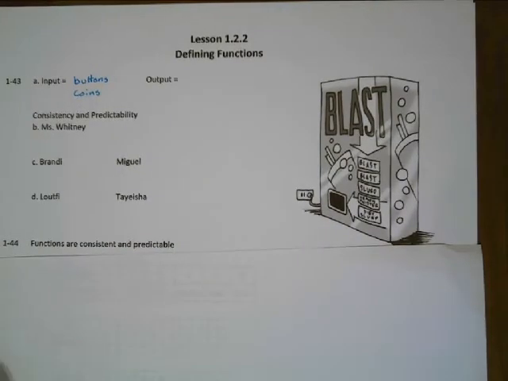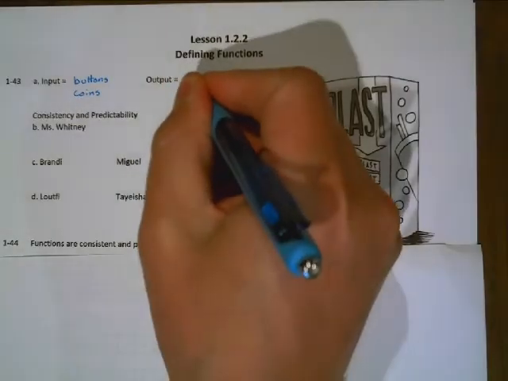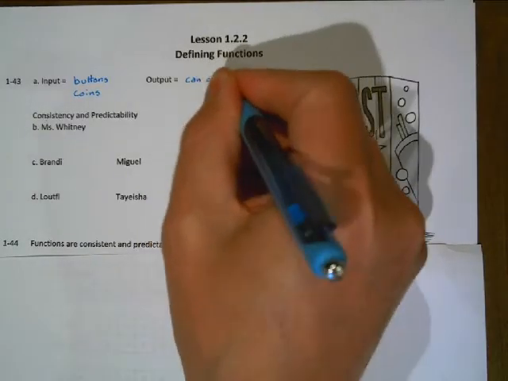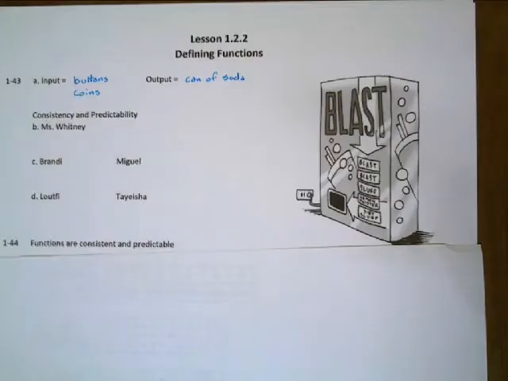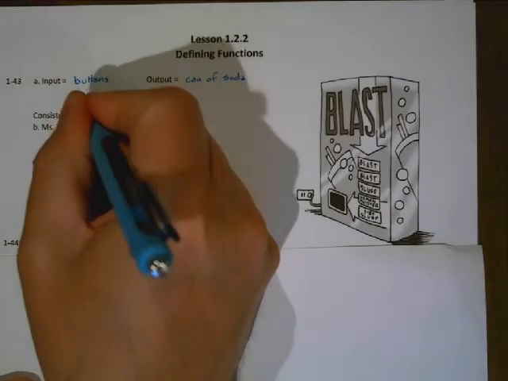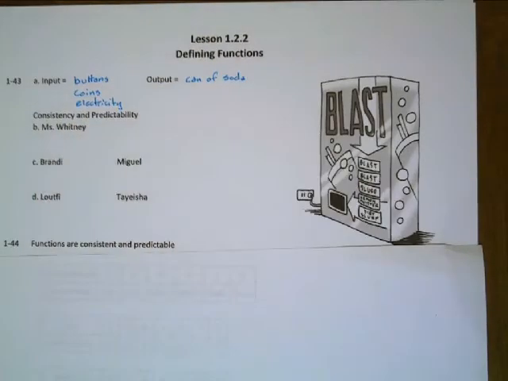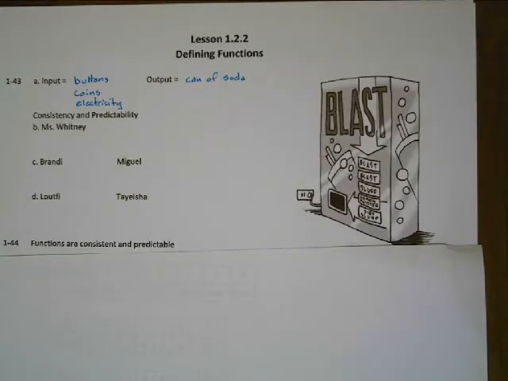Output. So after you've put in your money, you press the button, hopefully the can of soda is going to come out of that machine. So a can of soda would be our output. All right, we've got the machine, we're putting stuff in, buttons, coins, electricity, and we're getting stuff out. We're getting out cans of soda. We're going to focus on the buttons and then what's coming out as far as the can of soda.